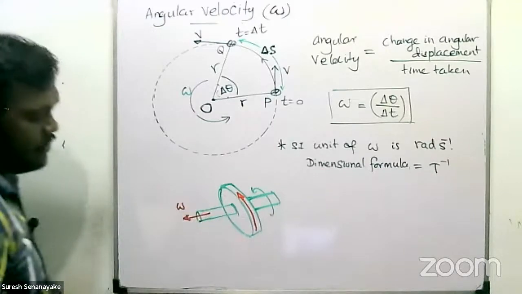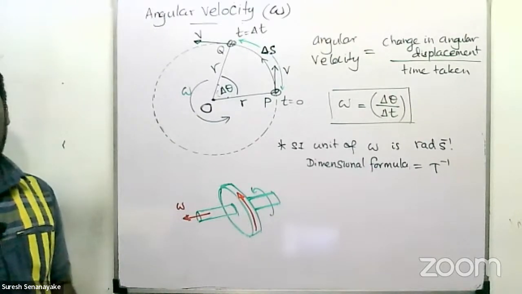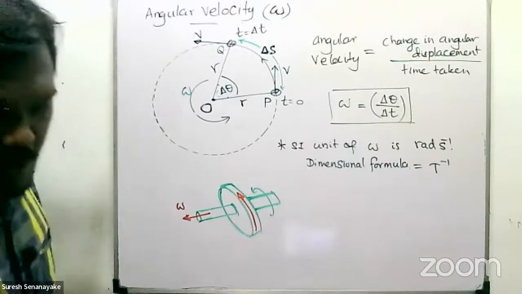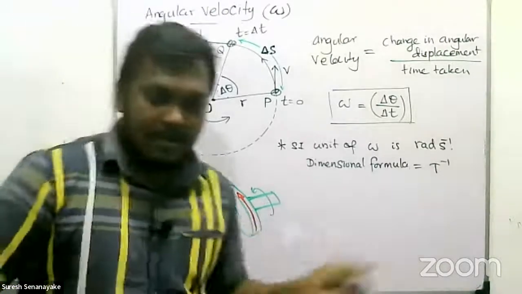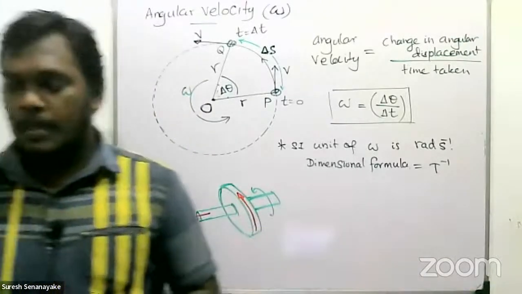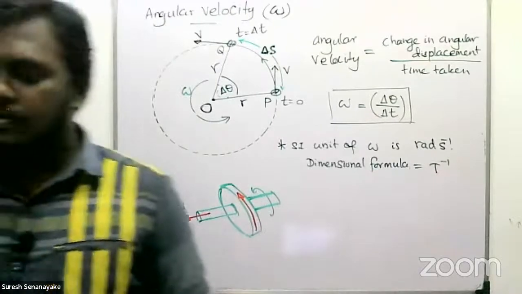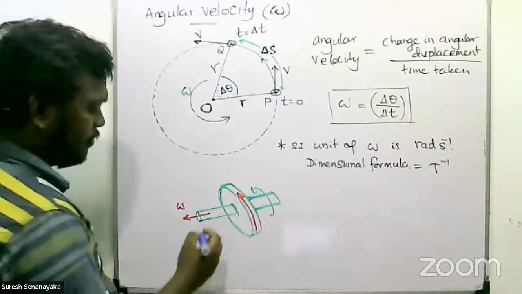Omega is in this direction. Omega and angular acceleration are also in the same direction, you can see. First you write it there, then put a sign right there. Angular velocity is a vector quantity.